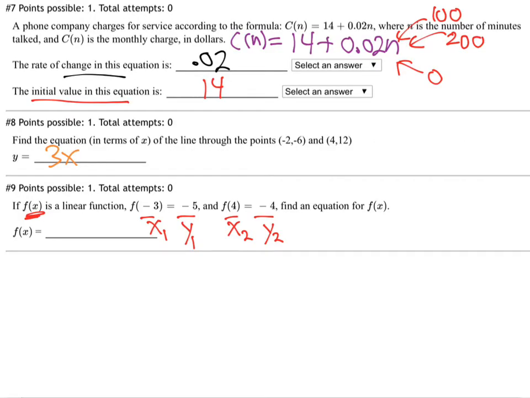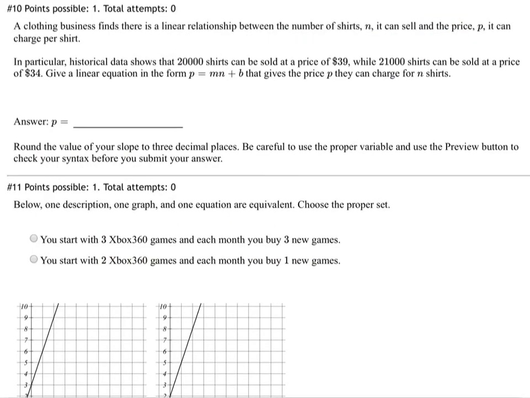So there was that one. We finished up number 9. Let's go to number 10. More words here. Okay, clothing business finds there is a linear relationship, there's that word again, linear relationship between the number of shirts N it can sell and the price P it can charge per shirt. In particular, historical data shows that 20,000 shirts can be sold at $39, while 21,000 shirts can be sold if you lower the price a little bit down to $34.